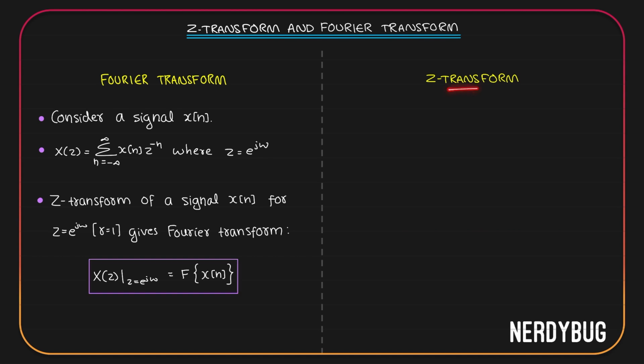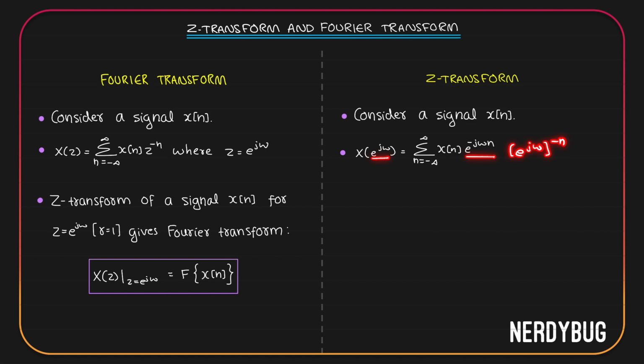Now let us go to z transform. For that, let us again consider a signal x of n. We know its Fourier transform X of e raised to j omega is given by summation from n equals minus infinity to infinity x of n e raised to minus j omega n. X of e raised to j omega had e raised to minus j omega n, which is e raised to j omega to the power minus n.